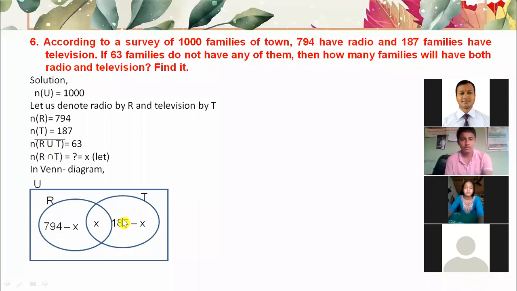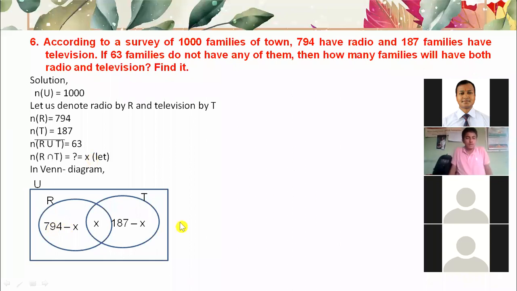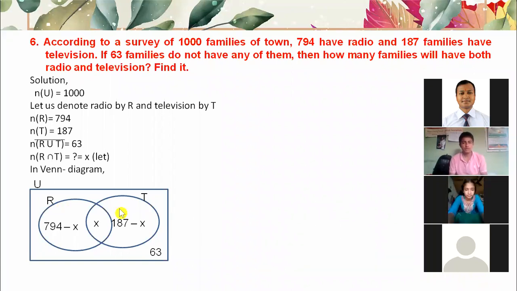We have to write the value of the complement here outside. R union T complement means except R and T, that is 63. So we have to put that outside of R and T. We have to put 63 here, not 1000. All of you remember it. Now, to get the value of x, we have to add all the values inside the diagram and equate that with 1000.